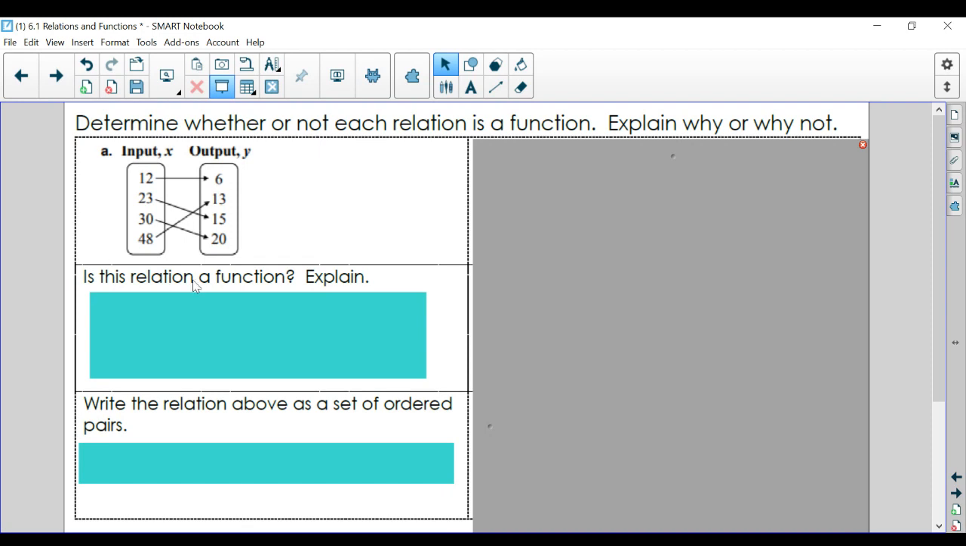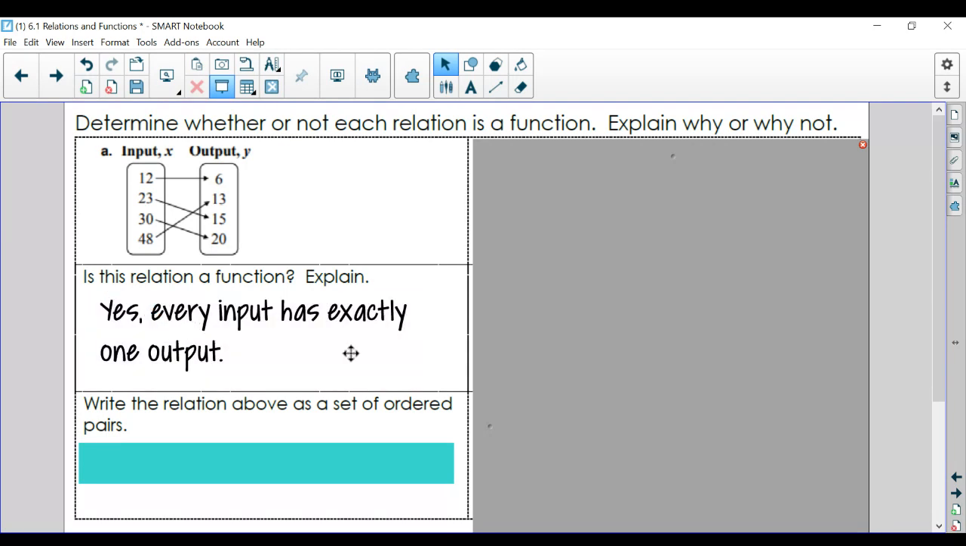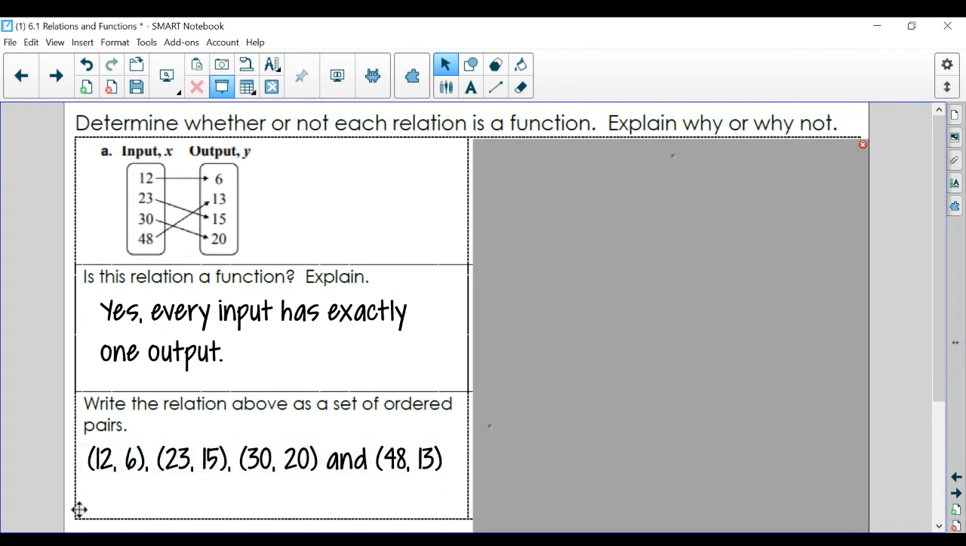So if you look at this table, and if you want to pause and try this on your own and then come back to the video, do that for yourself. And this right here, we have our inputs and our outputs, and every single input has exactly one output. So this is a function, and that's the reason why. And then I wrote these as ordered pairs, and you can see from our ordered pairs too, every X has exactly one Y to pair with it.